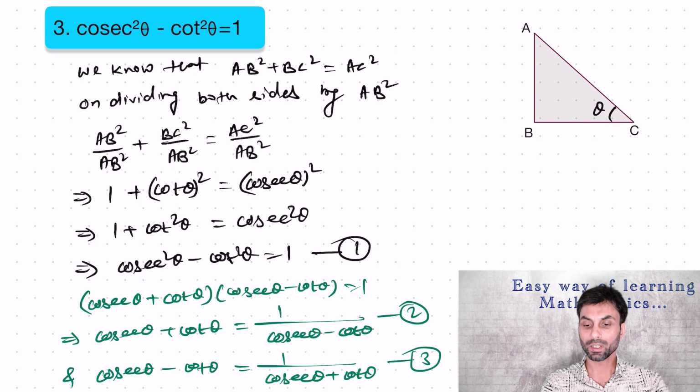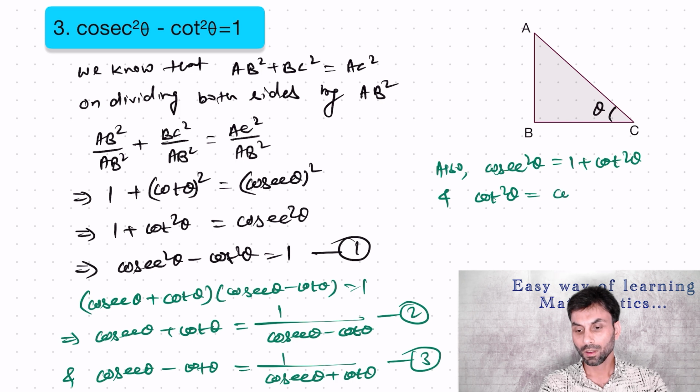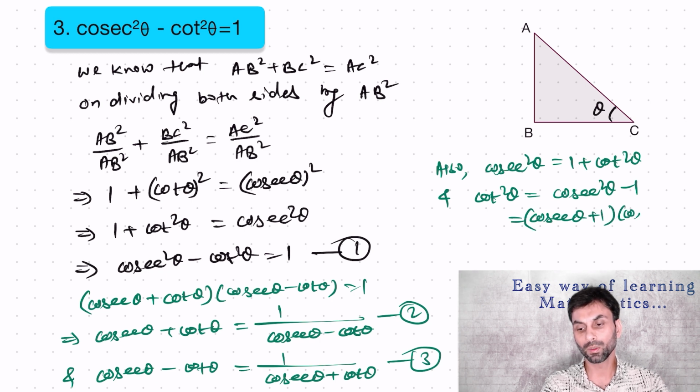Going further, if you also see the results of it, we can say that cosec square theta we can write as 1 plus cot square theta, and cot square theta can be written as cosec square theta minus 1, which further can be written as cosec theta plus 1 into cosec theta minus 1. So we'll see which form of this identity we need to use when we get the question. So these are the three identities which we need to know and learn.